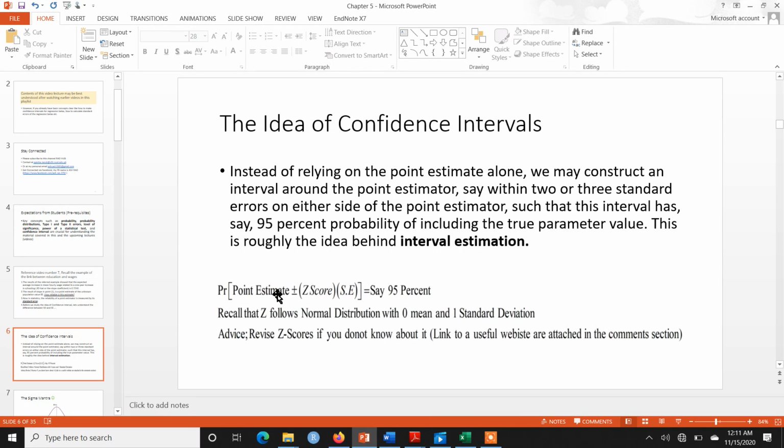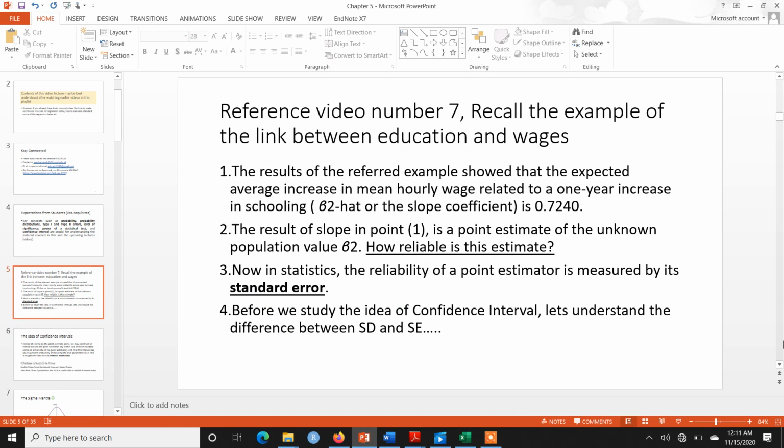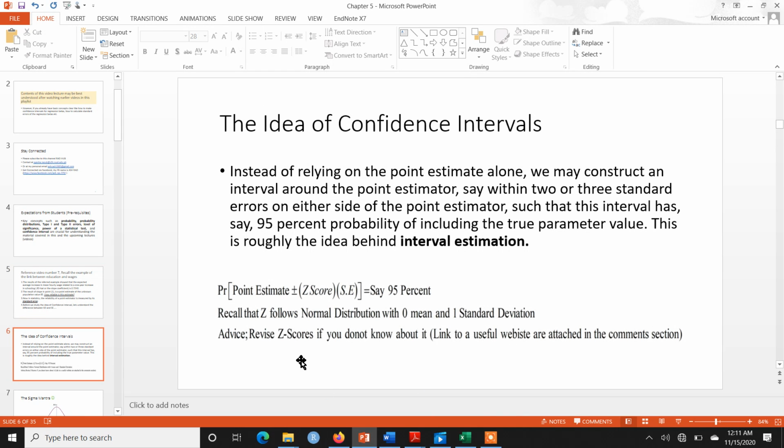And how will I make this range? Suppose I want to make this range or interval for the slope. I will have the point estimate of the slope from the random sample, which we just obtained, equal to 0.7240 in the current example. So I'll use the point estimate, then I'll add and subtract a second term, which you can see has standard error as well as a z-score attached to it.